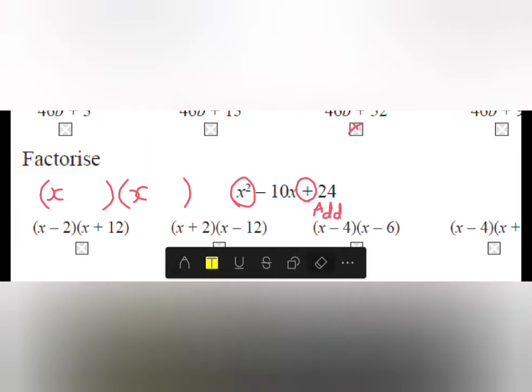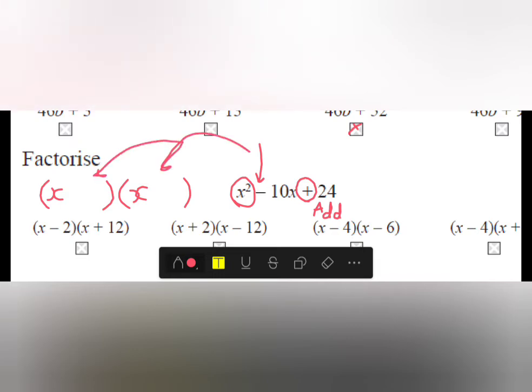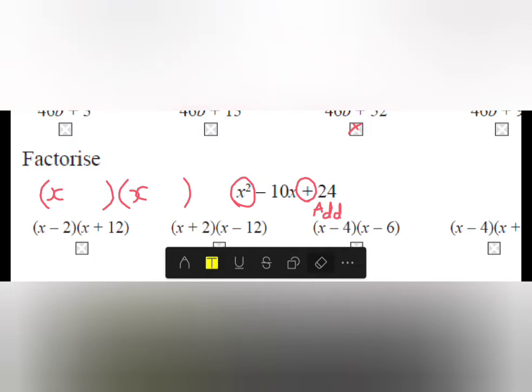And how do you know the sign of these numbers? You take a look at the sign of the coefficient of x. If it's negative, it means both of these are negative. And if it's positive, it means both of them are positive. So as we have here negative 10, both of these will be negative, because when we add two negative numbers, we're going to end up with a negative answer.